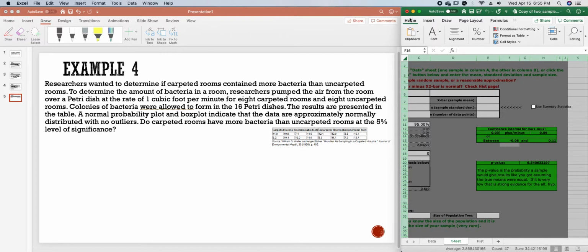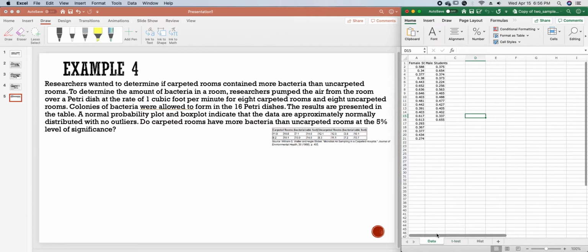The results are presented in a table, this particular table here on the screen. A normal probability plot and box plot indicate that the data are approximately normally distributed with no outliers. And we want to know, do carpeted rooms have more bacteria than uncarpeted rooms at the 5% level of significance?